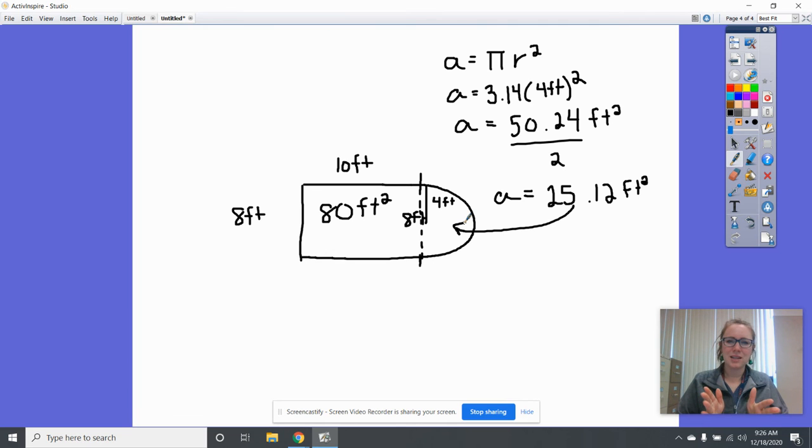And we're not quite done yet. We have the area of our rectangle. We have the area of our semicircle. Now we just have to add the two together, which looks like it's going to be 105.12 feet squared. There you go. So that is solving for the area of composite figures.